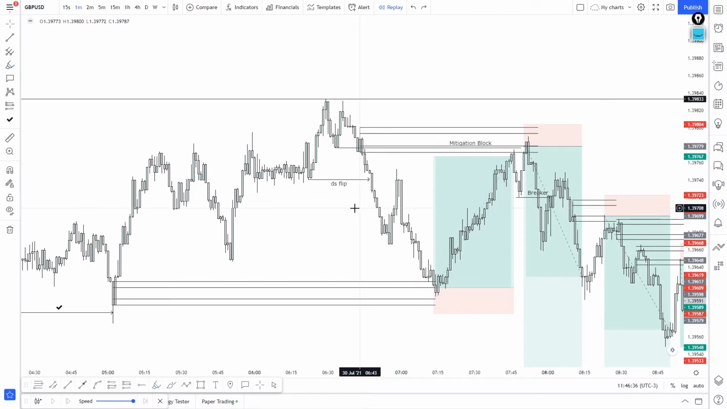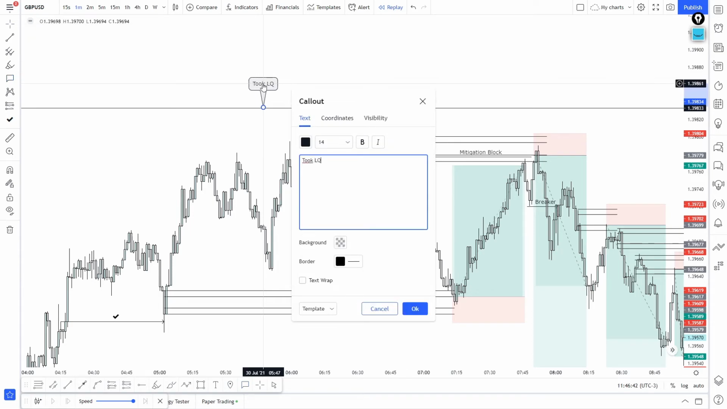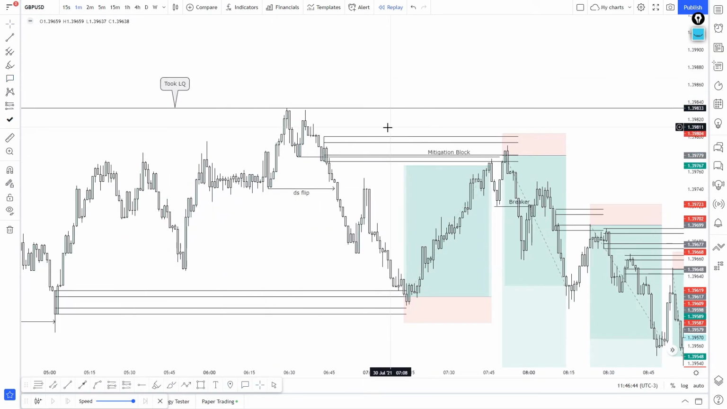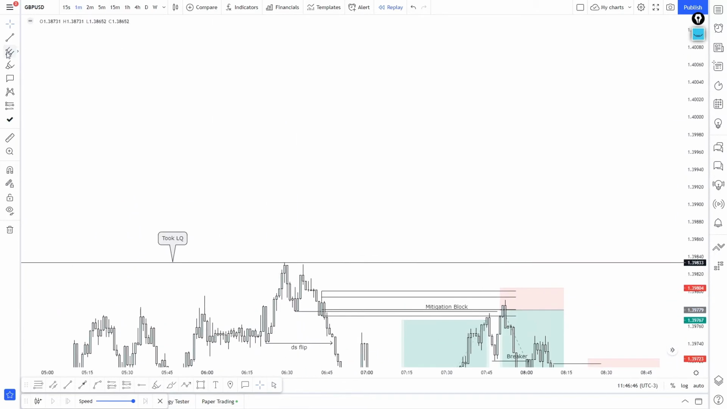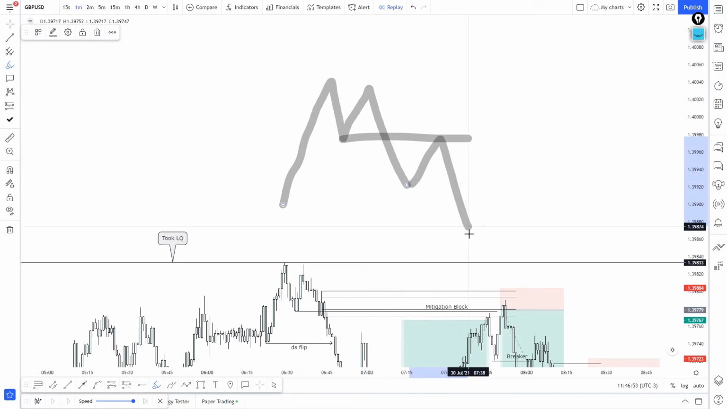So let's look at the extra confluences. We took liquidity. We have a mitigation block. Mitigation block goes like this. Fails to create a higher high. Breaks down. This is our mitigation block. Comes back, mitigates that, which is what basically happened here, right? Extra confluence. At the same time, the cost to this supposed flip, right?